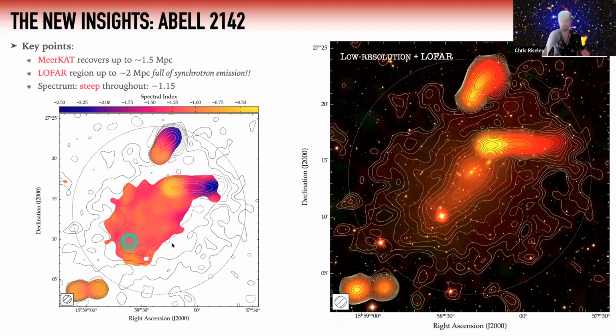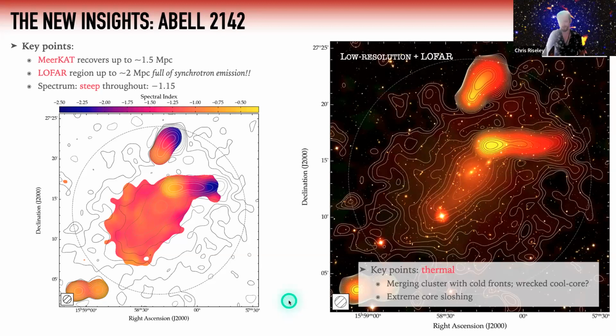Overall, the spectrum is steeper than we were dealing with before, but it's not ultra steep throughout the regions where MeerKAT recovers diffuse radio emission. And I will note that this is the first cluster in my sample where MeerKAT does not see more emission than LOFAR sees. That is testament to MeerKAT's sensitivity and to the steep spectrum emission in this cluster.